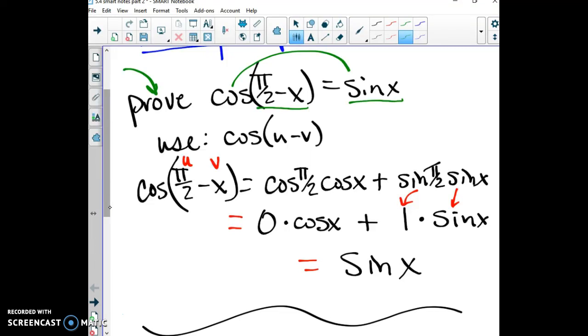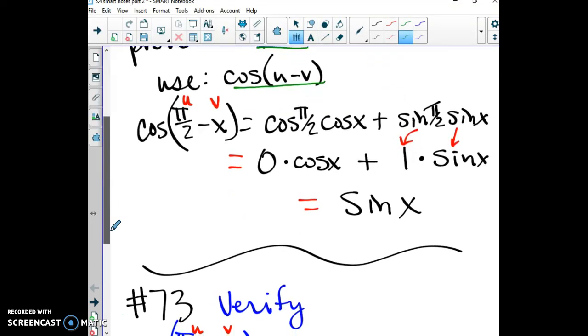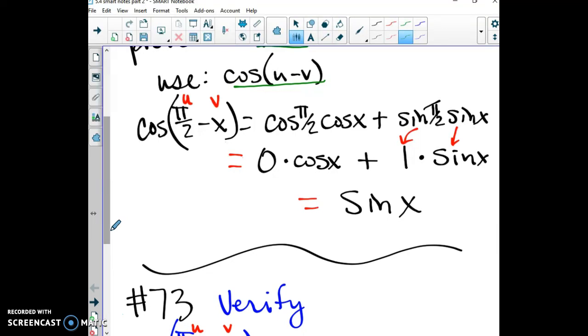So we're going to use this difference identity, cosine of u minus v, straight out of that box, the ones that we're memorizing. Replacing u and v with pi halves and x, we're going to input it into our formula. That's cosine u cosine v, in this case cosine pi halves times cosine x, plus sine of u sine of v, sine of pi halves sine of x. Cosine of pi halves, of course, is 0. 0 times cosine x simply disappears. Sine of pi halves is 1 times sine x, and we get our final answer.